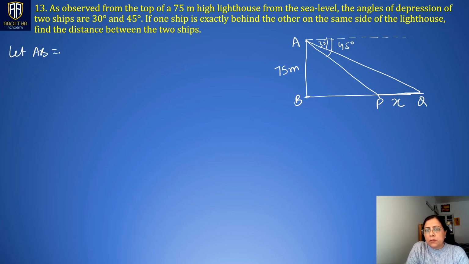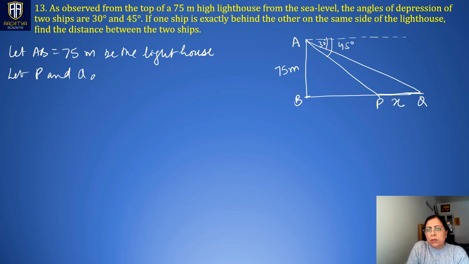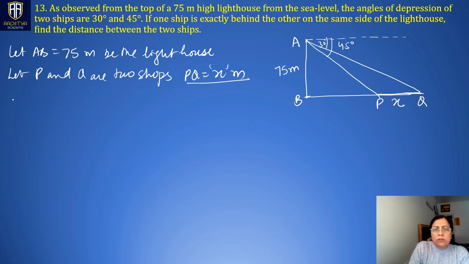Let AB is equal to 75 meters be the height of the lighthouse. Let P and Q are two ships, right? And PQ is the distance X meters between them, right? So now angle of depression, see these angles right now are not falling into the triangles. What we have to do is let AX, here AX is parallel to BQ.